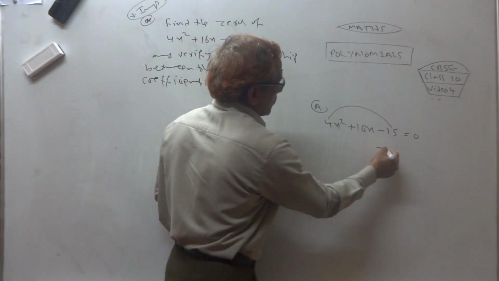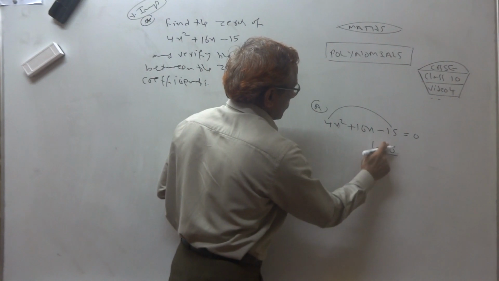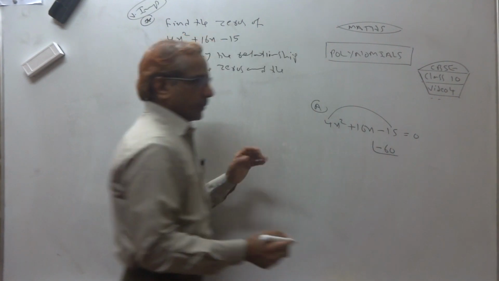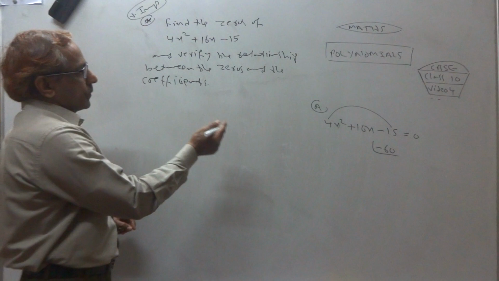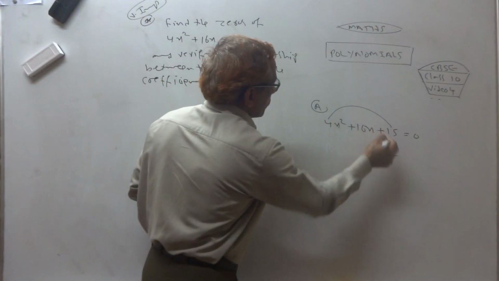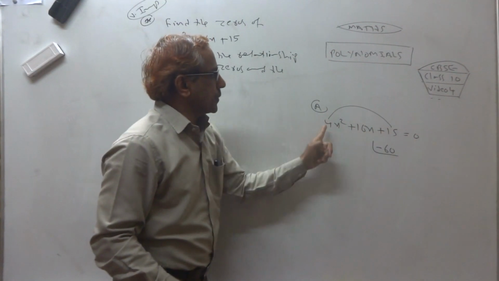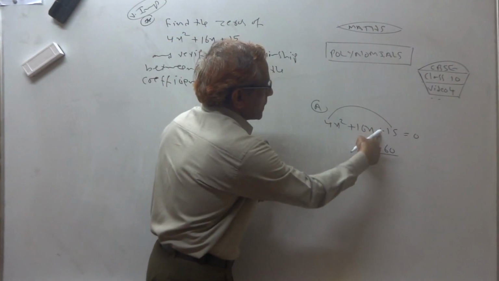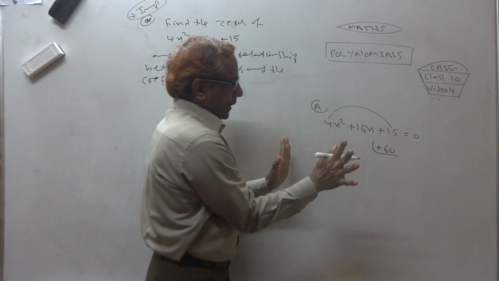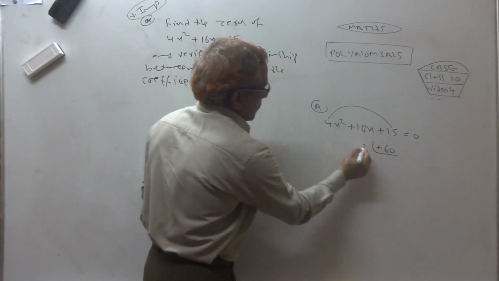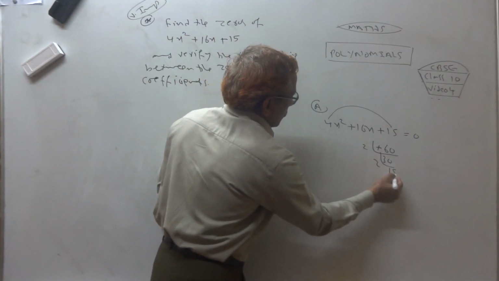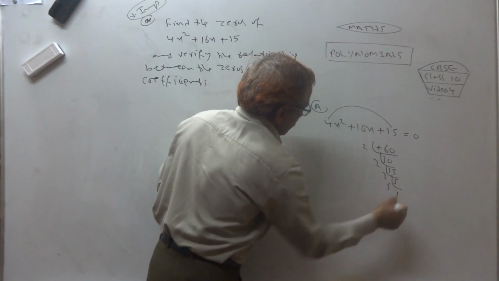4 fifteens are 60. Here the plus sign is there, so we write plus. Clear? Now we factorize this. 2 thirties, 2 fifteens, 3 fives are 15, 5 ones are 5.